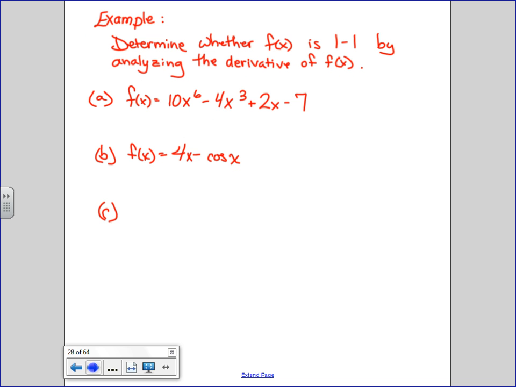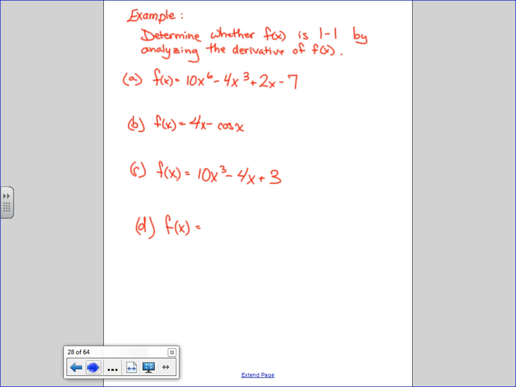C: f of x is equal to 10x cubed minus 4x plus 3. And then D: f of x is equal to 25x to the fifth minus 9x cubed plus 1. Okay.